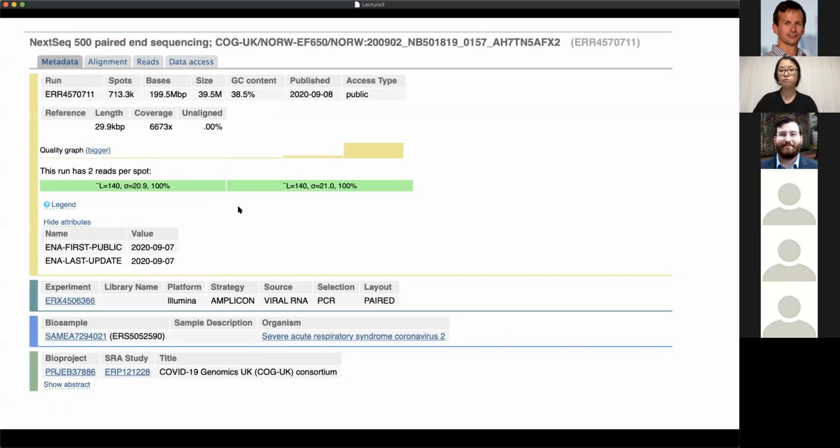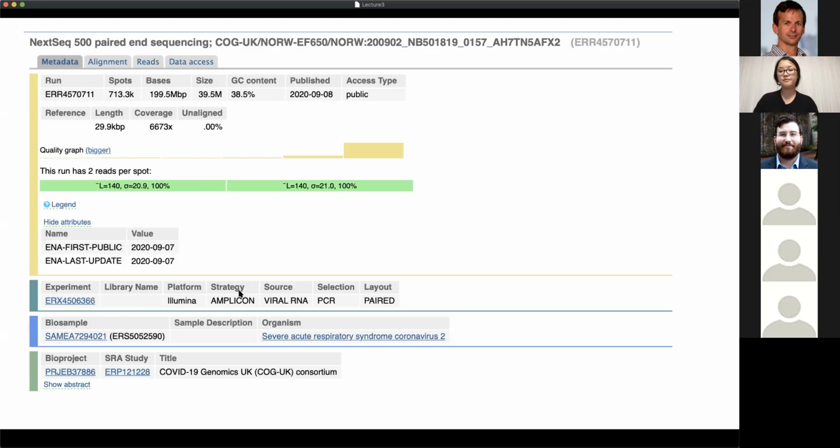You can click on this and you will see the metadata of this run. It's going to tell you it has an accession number, ERR 457, and so on. It'll tell you how many megabases there are. It'll tell you some general metrics about what the GC content of the reads in this sample is. So it's 38%, 38.5% when it was published. And there's also some other information.